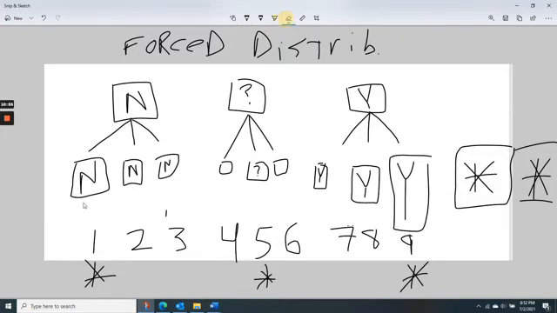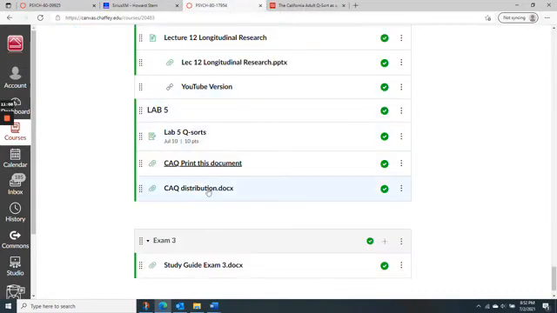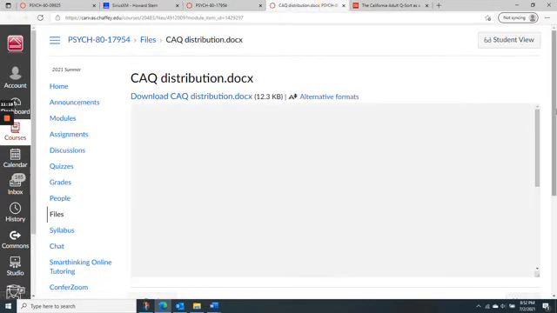And I think what I'm going to do here is erase this and erase this. So what are those rules? Well, I've posted that on Canvas. If you go to Canvas, there's this document here and it says CAQ distribution. Click on that. You're going to get this document.